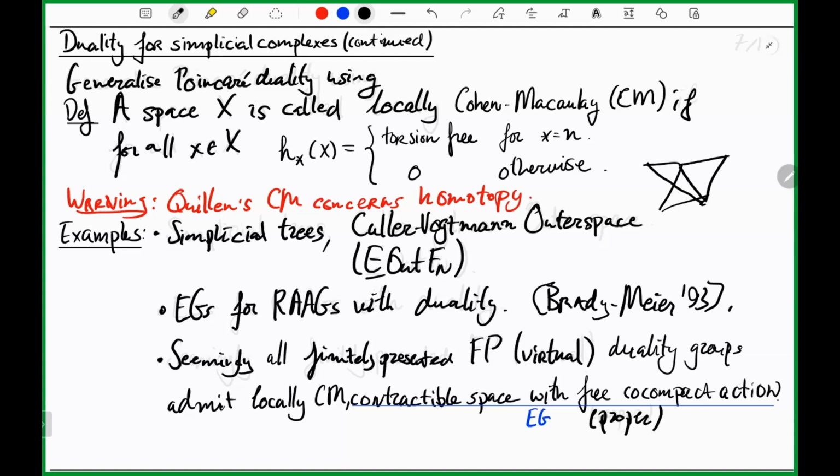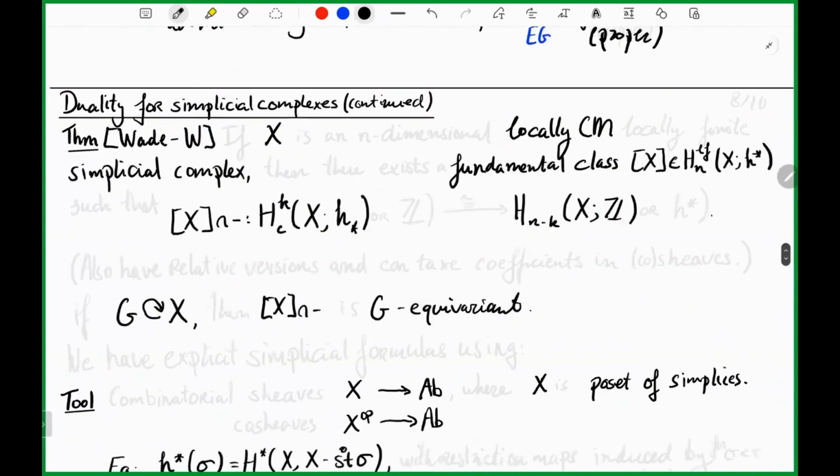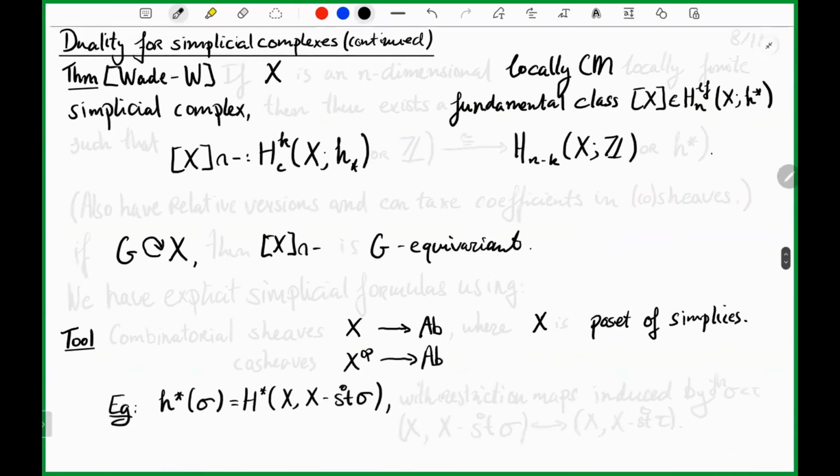Okay. So this is the main motivation for the work we've been doing: in nature it seems that duality groups come with these CM simplicial complexes. So what we then proceeded to do is prove that these CM complexes can be path-like. So here's a quick version of the theorem. I'll put it out in a second.